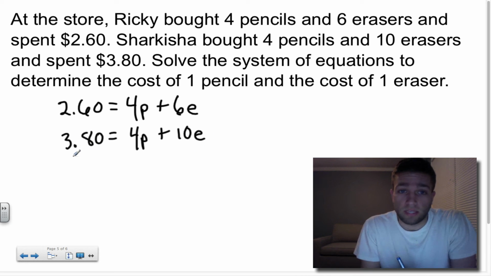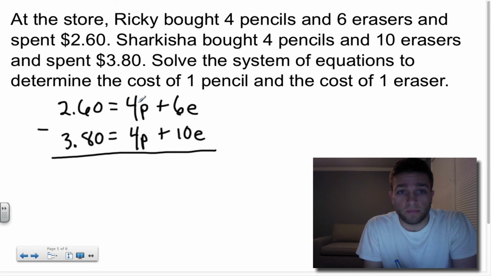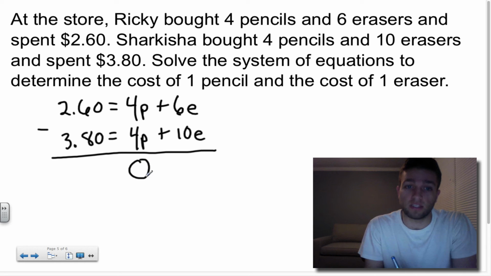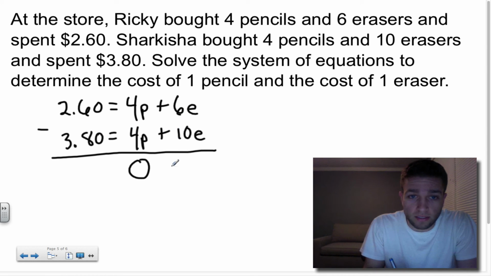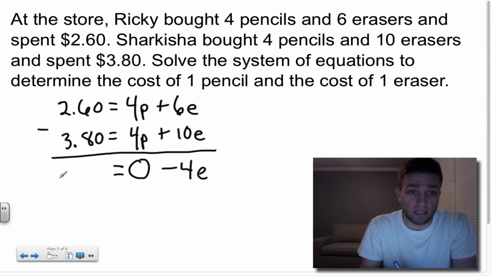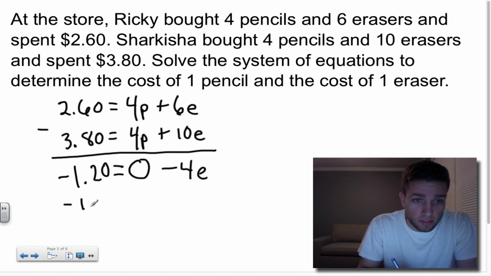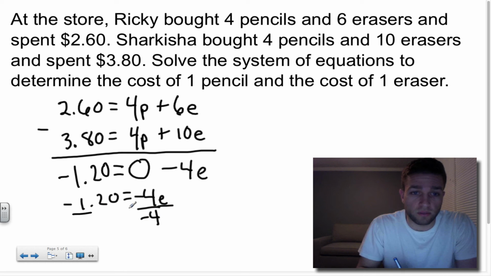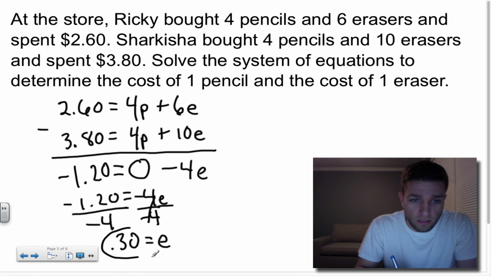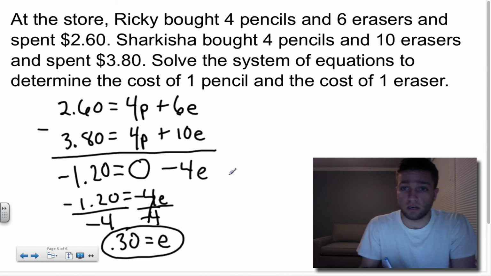So this is actually going to be an example of subtraction, and the reason is 4p minus 4p is what's going to get me to 0. So this is subtraction, not addition. 6 minus 10 is negative 4. And 260 minus 380 is negative 120. Now I've got negative 120 is equal to negative 4e. I'm going to divide both sides by negative 4, divide by negative 4, and now I've got 30 cents is equal to e. So that tells me 1 eraser costs 30 cents.